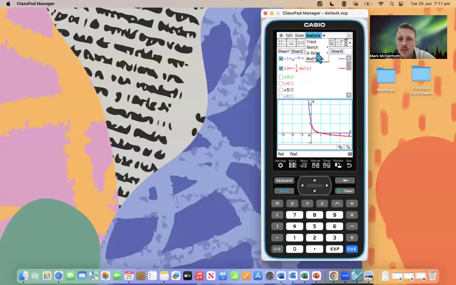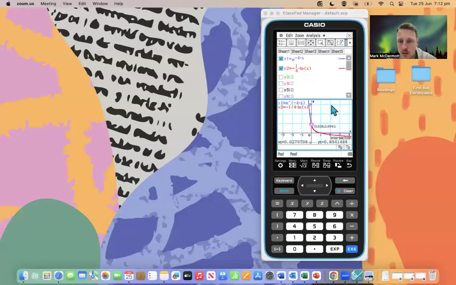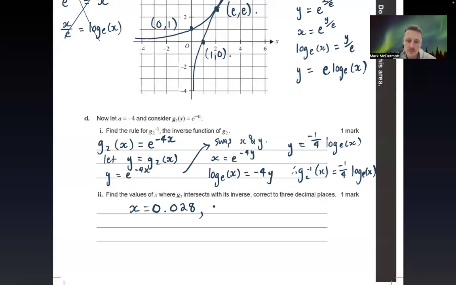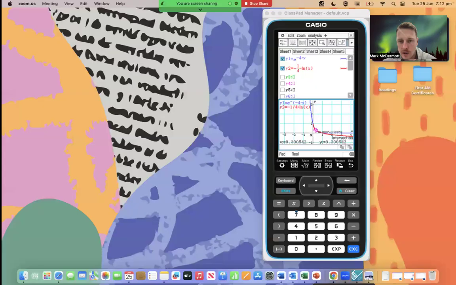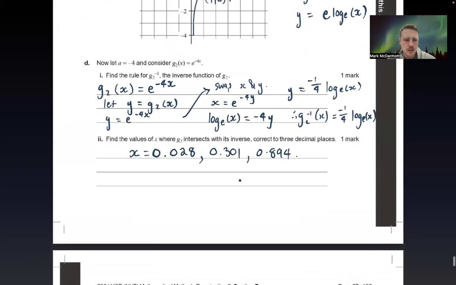Analysis, G-solve, intersection. Okay, luckily we do get 3 intersection points, 0.028. One mark question, so we just got to write the answers. So x equals 0.028. I wrote them down earlier, 0.301. If we go to the next one, 0.301. And the last one is 0.894. So that's all of them. I think that looks good.